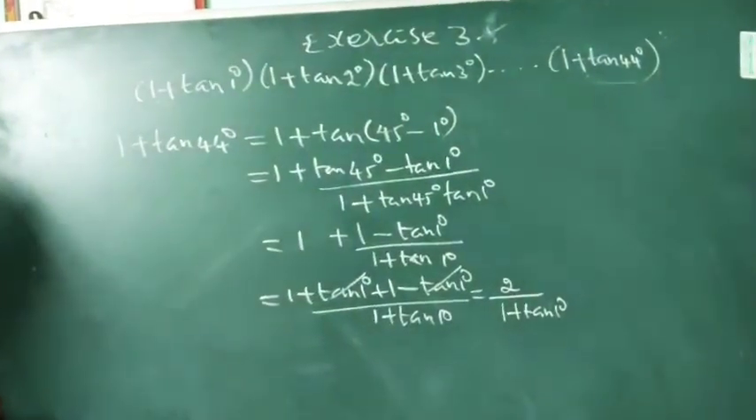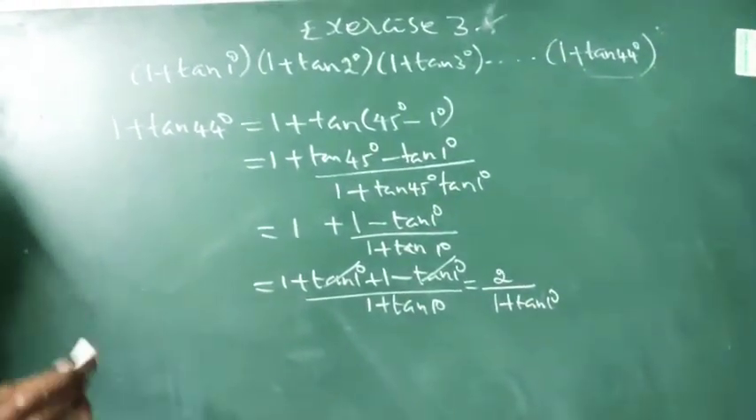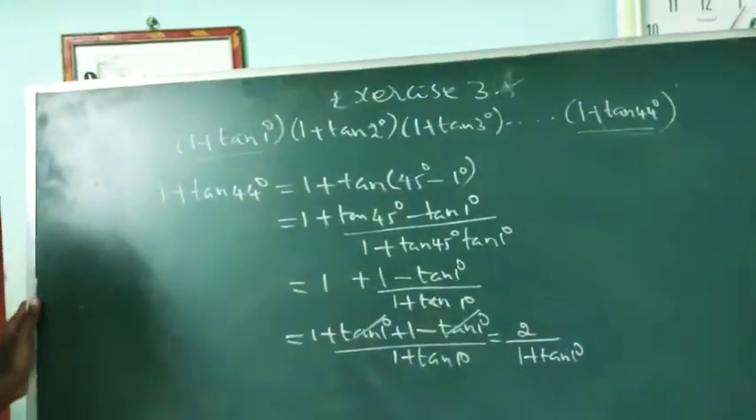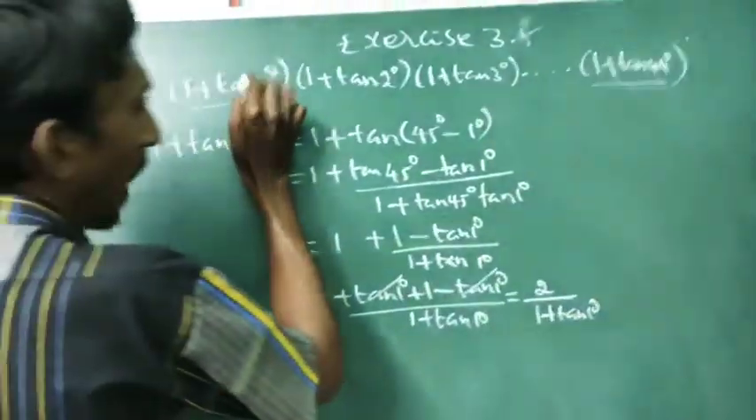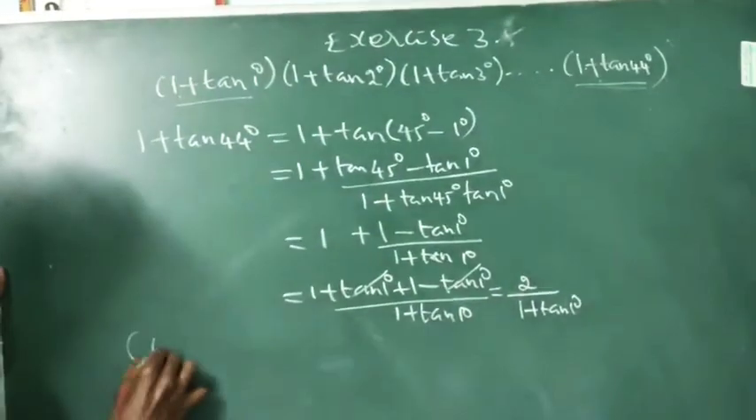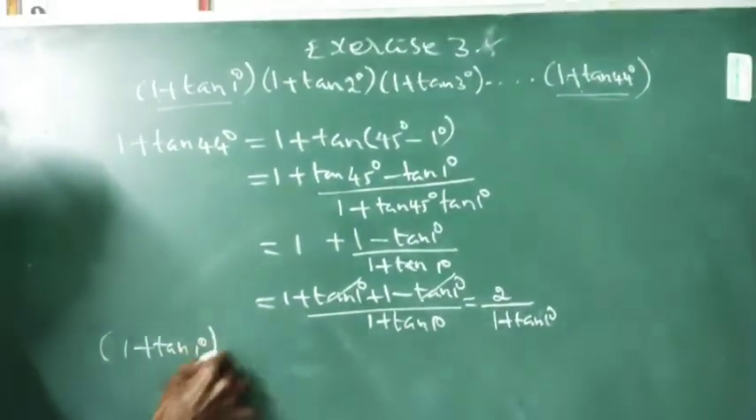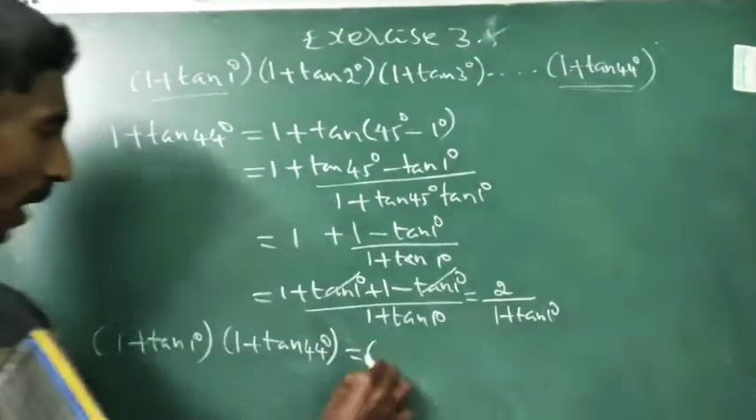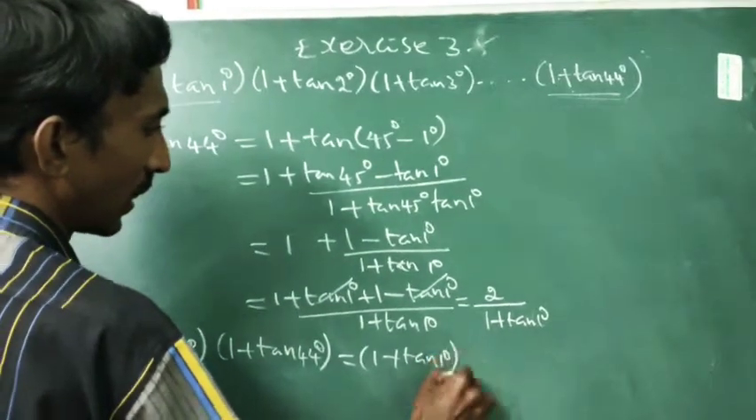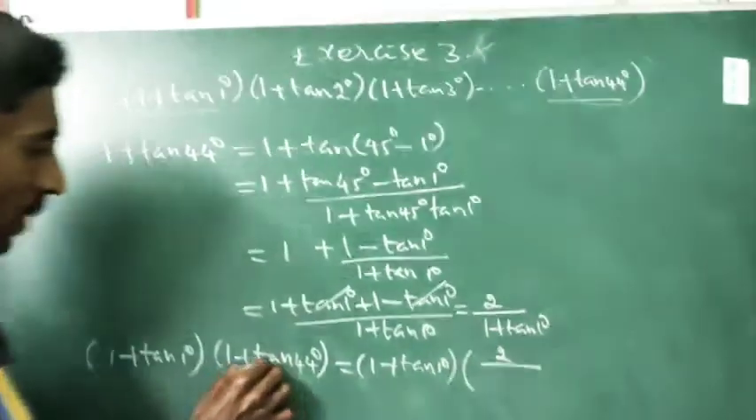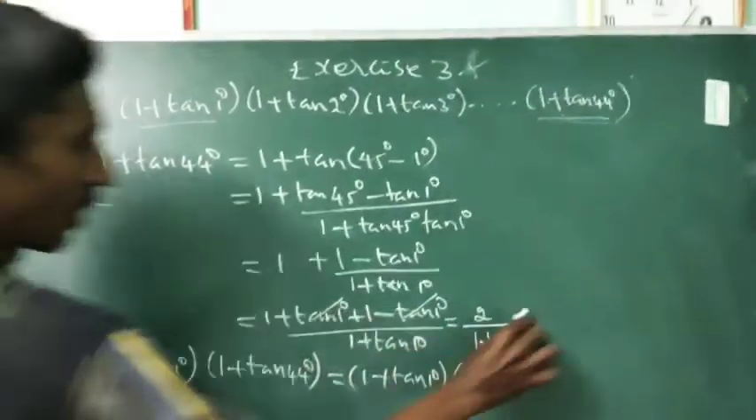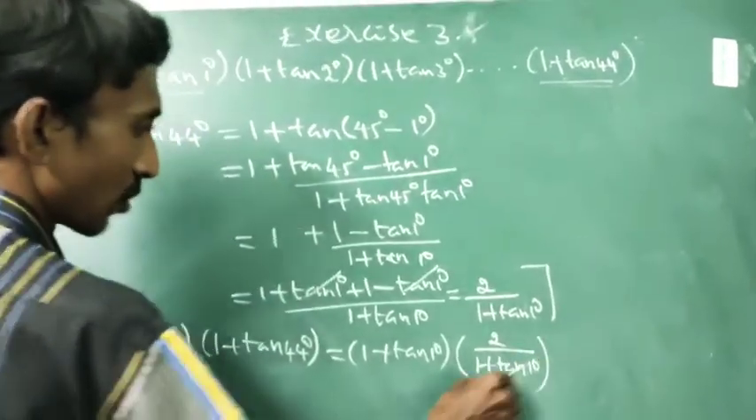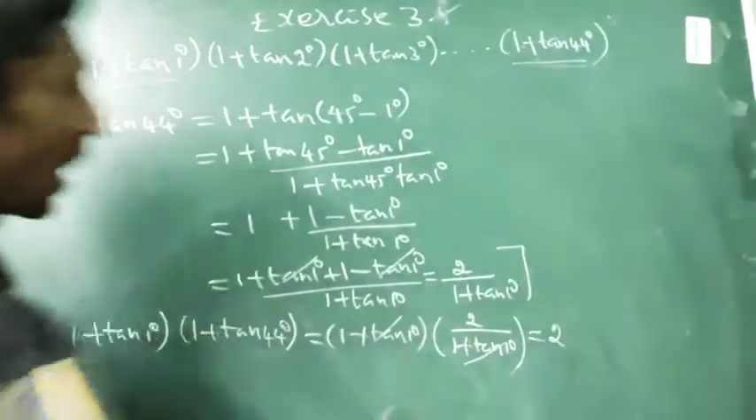Okay. So my dear student, to get the answer easily, combine first term and last term, because it is in the form of a product. So find the product of first and last term. (1 plus tan 1 degree) into (1 plus tan 44 degree). So (1 plus tan 1 degree) into 2 by (1 plus tan 1 degree), already we found the value. So this cancels. We are getting 2.